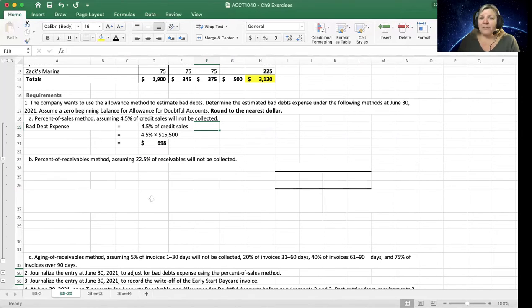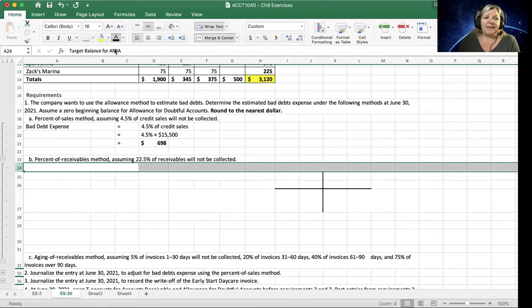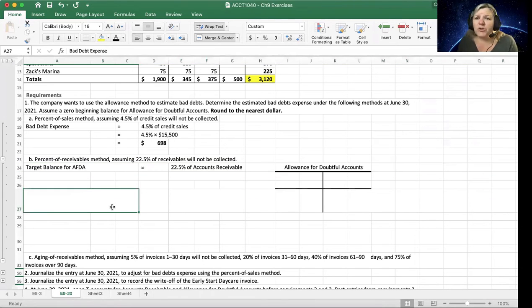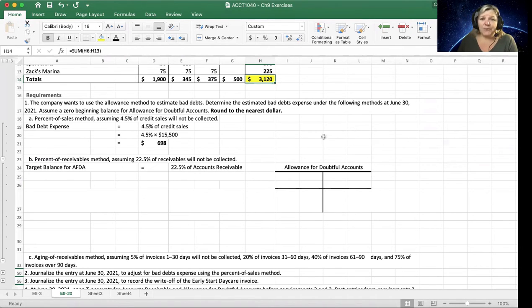Percent of receivables method is a little bit different. With the percent of receivables method, what we're really trying to do is come up with a target balance for our allowance for doubtful accounts account. Okay, so the target balance in this case is going to be 22.5% of the accounts receivable balance. If we look up above here again, we'd highlighted on our age listing, total accounts receivable at June were 3,120.